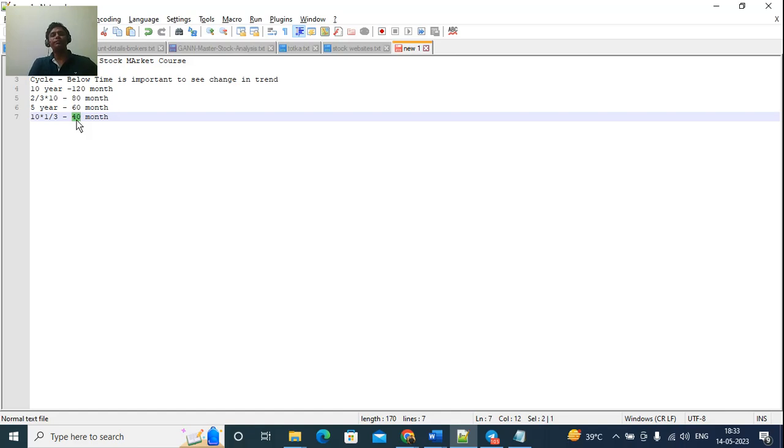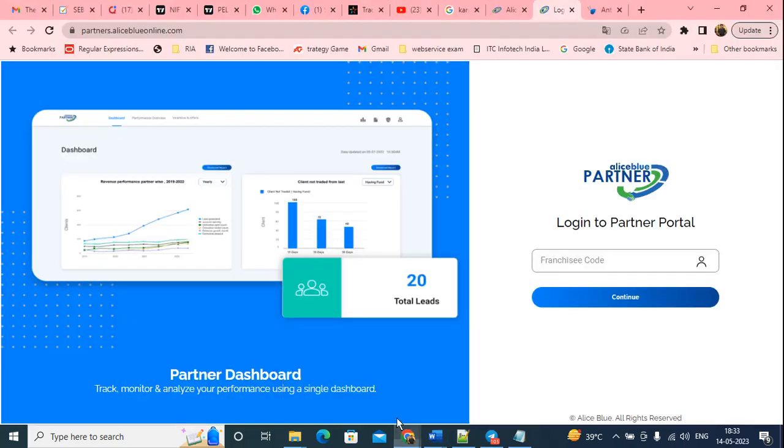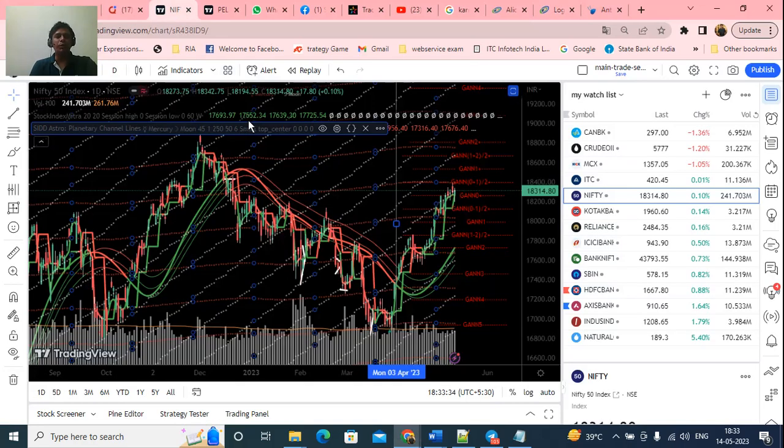It's 2.5 year, 5 years, 7.5 year, and then 10 year. These are the important points for change in a trend. Okay, let's check how the GANN is exactly concluded on these things.